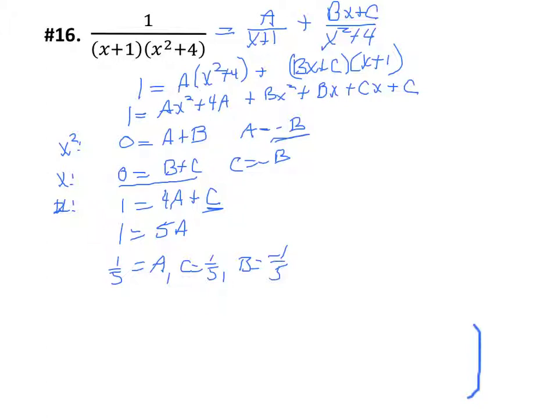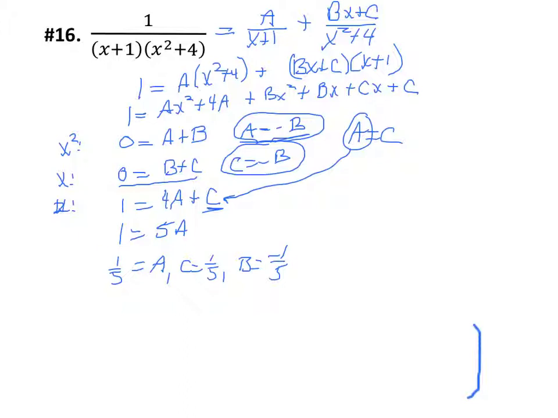Okay, so let's go through this again. We kind of talked our way through it. So we got A is negative B in the top equation. We got C is negative B in the middle equation. So we have A equals C. Correct? We all okay with that? Now, I took A and I plugged it in right there. So then I get 4A plus A is 5A. 1 equals 5A, and so A is 1 over 5.